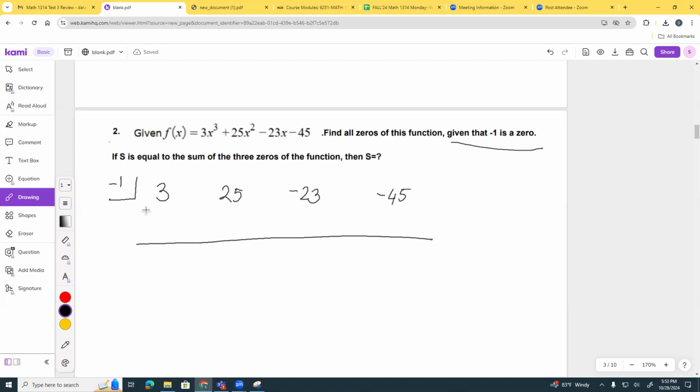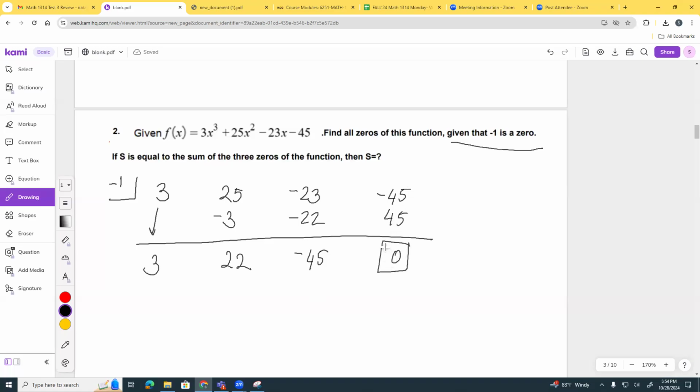Remember the rules for synthetic division. Always first number, we need to copy it down. So 3 just comes down here. 3 times -1 is -3. Add them up, 22. 22 times -1 is -22. Add them up, -45. -45 times -1 is +45. Add them up, a 0.